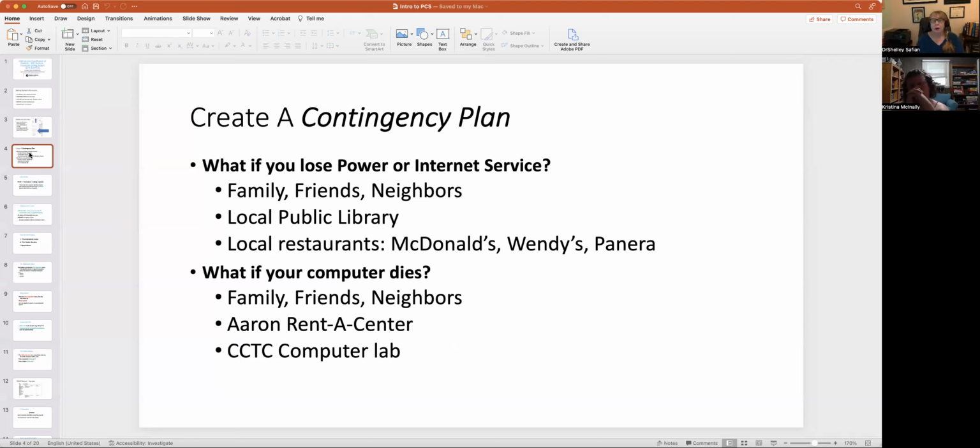Aaron's, Rent-A-Center, and all of these furniture rental places, they advertise a lot. They also now rent laptops by the week. So if you need an emergency laptop, and if you live in the area around or near Sumter or can get to Sumter, you can always use the CCTC computer lab. Okay. So all of this is important, and the proper way for professionals to behave is to have a contingency plan.